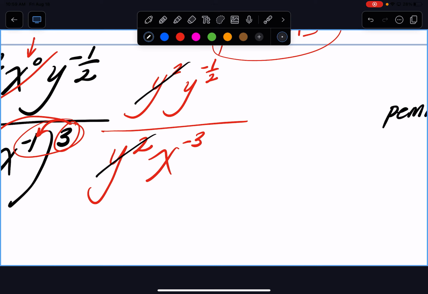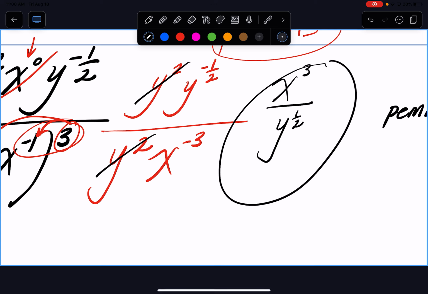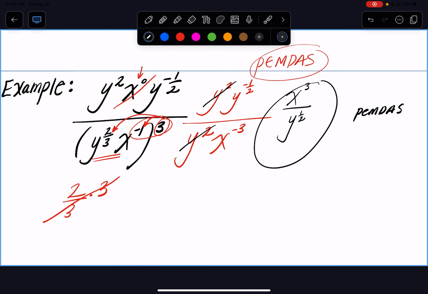Then just switch them. You're saying a negative exponent's not simplified? That is true. So we're flipping our bases over a fraction to make a positive exponent. So on top, I have x cubed. On bottom, I'll have y to the 1/2 and done. You just focus in sections. You got this.